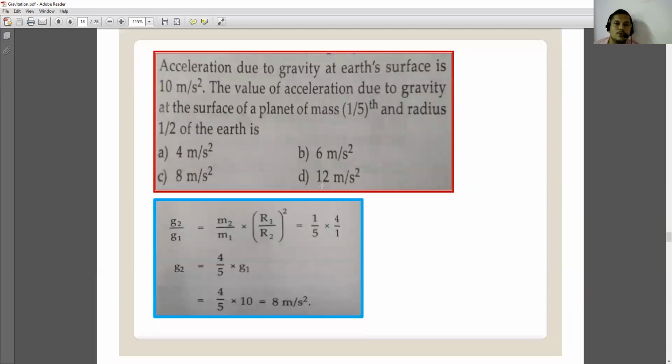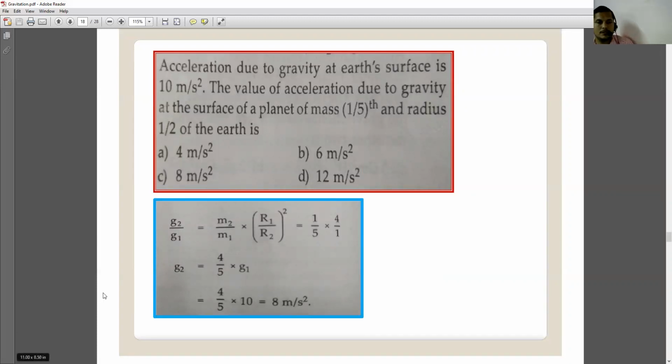Next, acceleration due to gravity at Earth's surface is 10 meter per second square. What is the value of acceleration due to gravity at the surface of a planet of mass 1/5 and radius 1/2 of the Earth? So here two conditions are there. Acceleration due to gravity is given to us, and we have to calculate it at the surface of the planet where its mass is 1/5 and radius is 1/2 of the Earth.